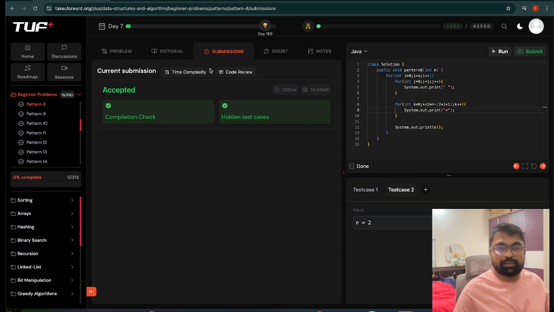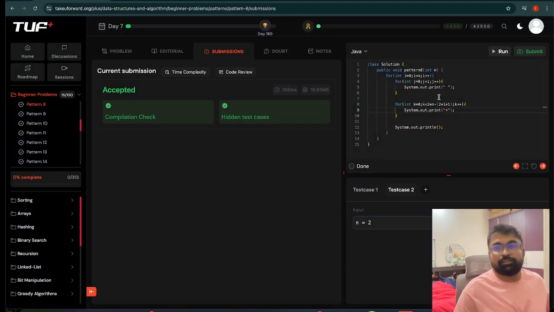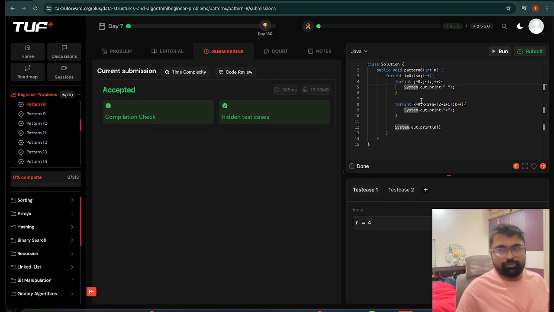Yes, it got submitted. Let's see the time complexity. I don't know what is happening to this feature, but we can directly find out the time complexity, since we are using two for loops inside one. So basically it is O of n square. For these problems, generally we don't use any extra space apart from the loop variable, so space is O of 1. So yeah, thank you for watching this video.